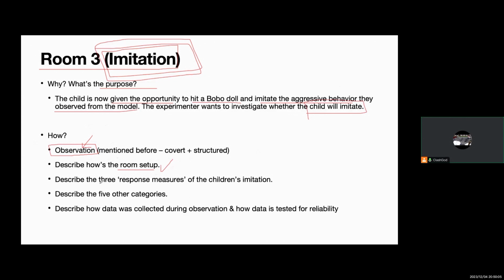And then there will be this weird thing called 3 response measures and 5 other categories of children's imitation. So what does that mean? There's 3 response measures.